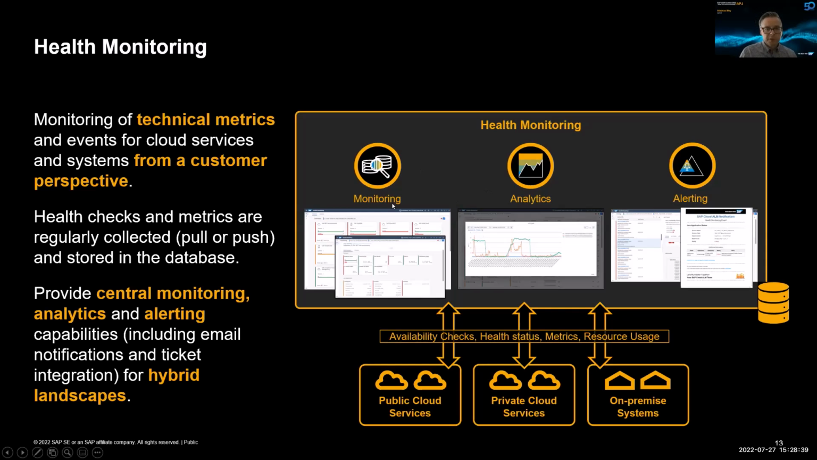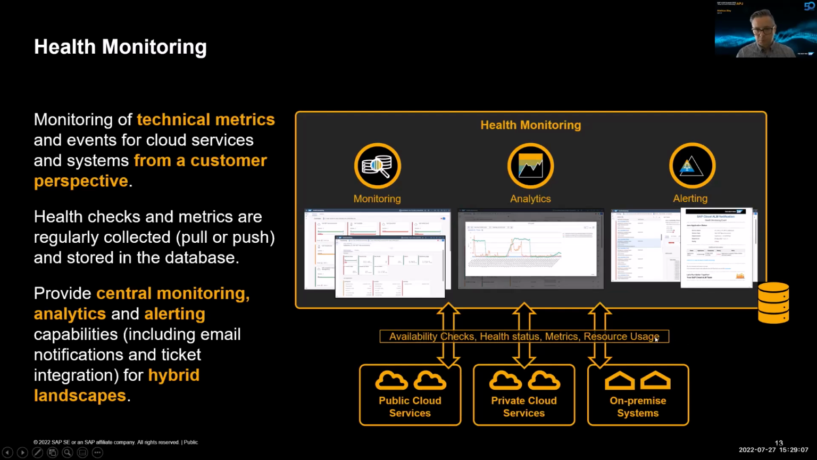So we want to have monitoring capabilities for all the different products, cloud services, and on-premise systems. We want to have analytics capabilities to look into the history of each metric which we are collecting. And we want to have alerting capabilities to say, yes, I want to see if something is failing. I want to get notified by email. I want to perhaps create tickets automatically when something is happening. And this is the alerting part.